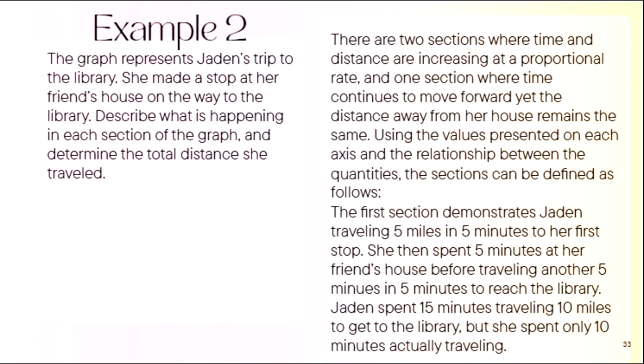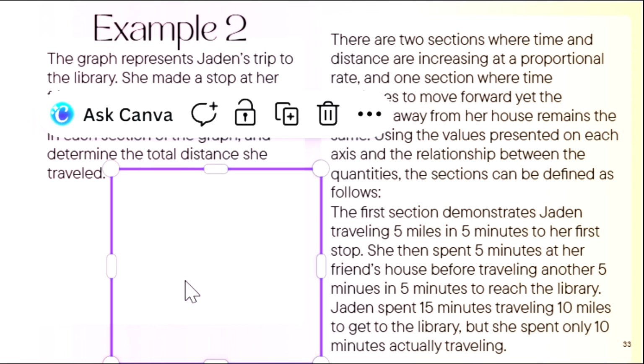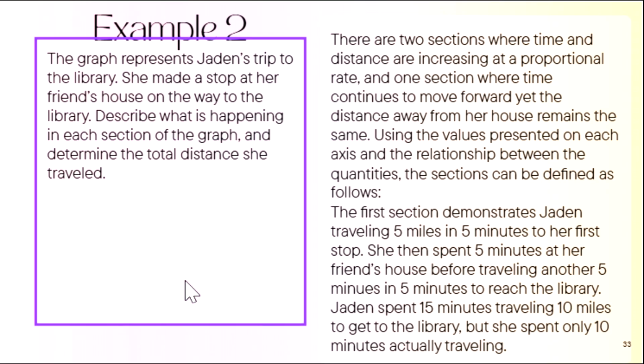Here's example 2. The graph represents Jaden's trip to the library. What graph? There is no graph. She made a stop at her friend's house on the way to the library. Describe what is happening in each section of the graph and determine the total distance she traveled. See that right there? That's the graph that doesn't exist.